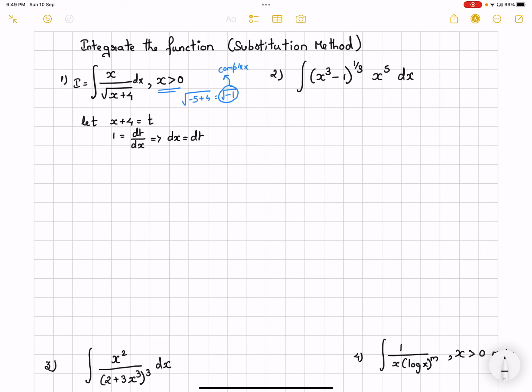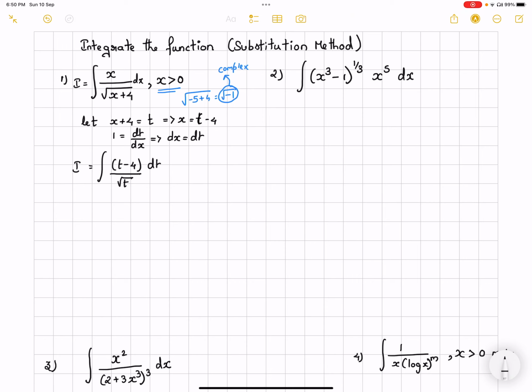Now in my problem, dx is getting replaced by dt, but I have x here. What would I do with the x? x is nothing but t minus 4. Now let me substitute and change everything in x to t. So x becomes t minus 4, and then dt divided by root t. So almost the substitution work has been done.